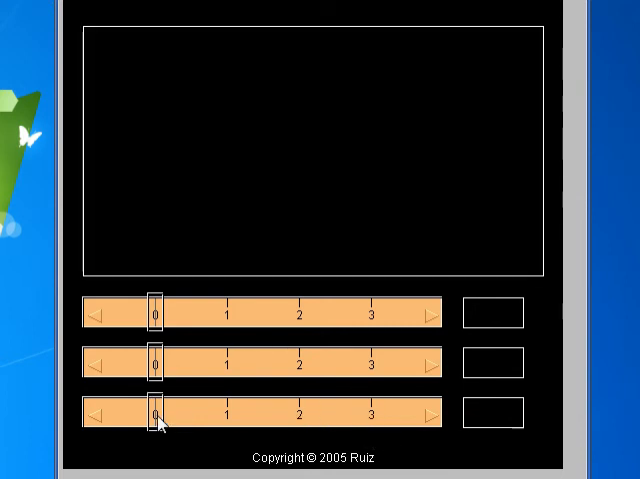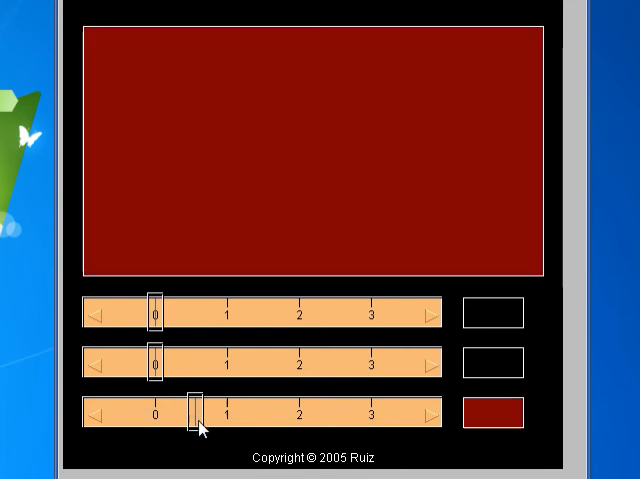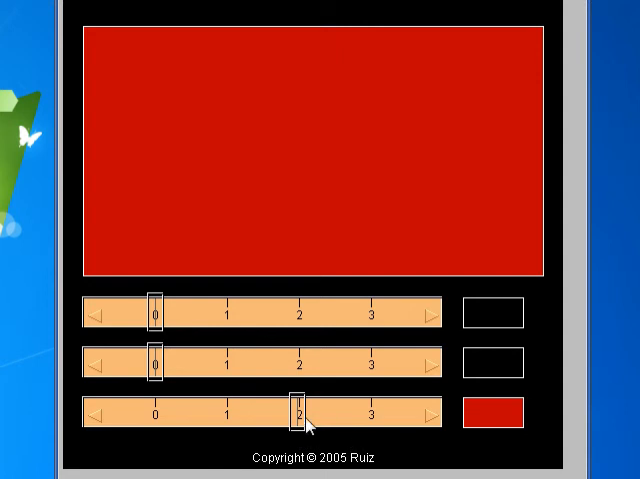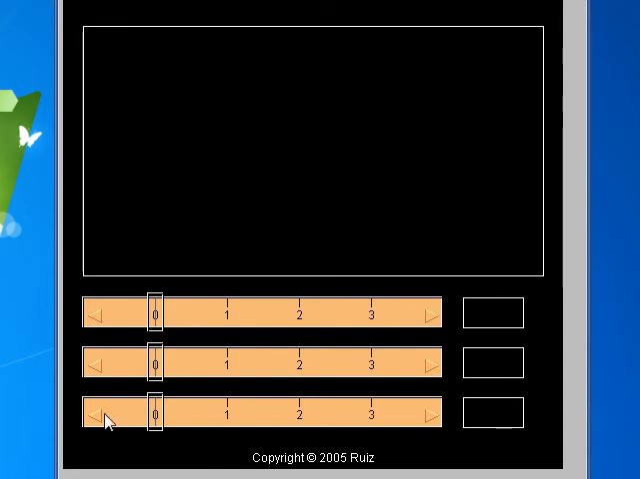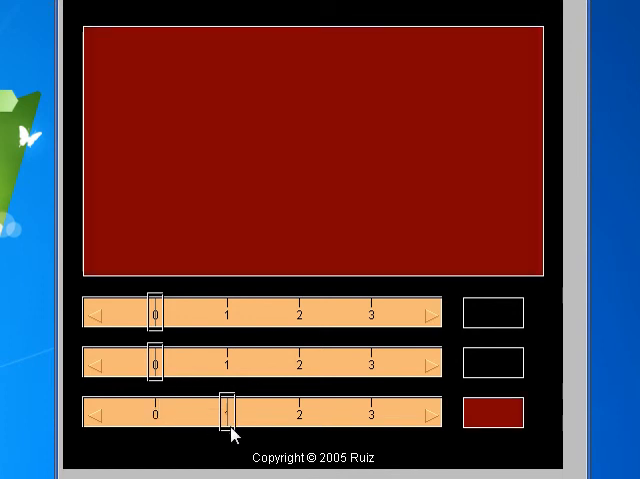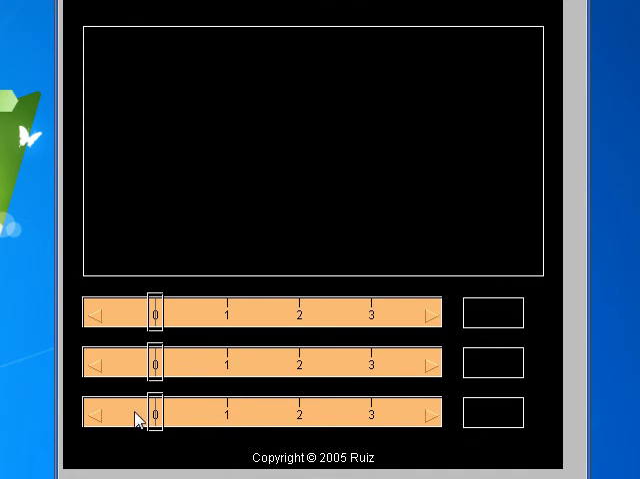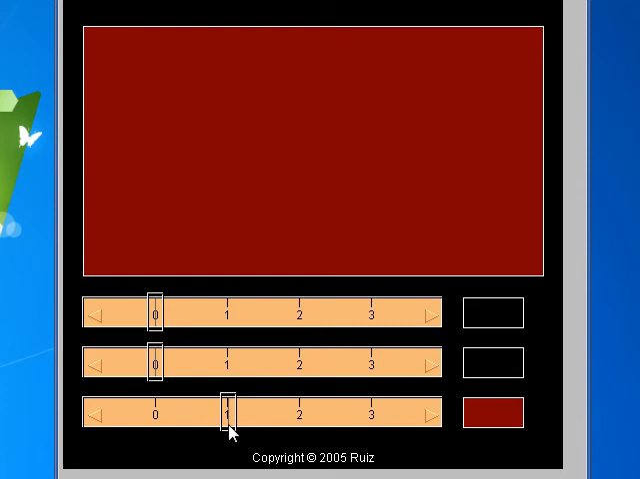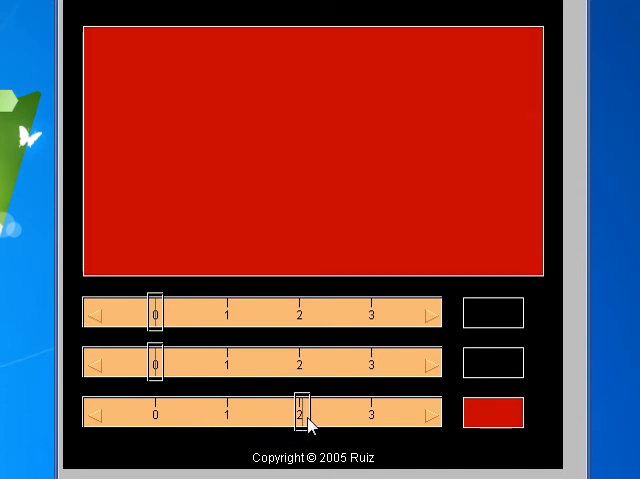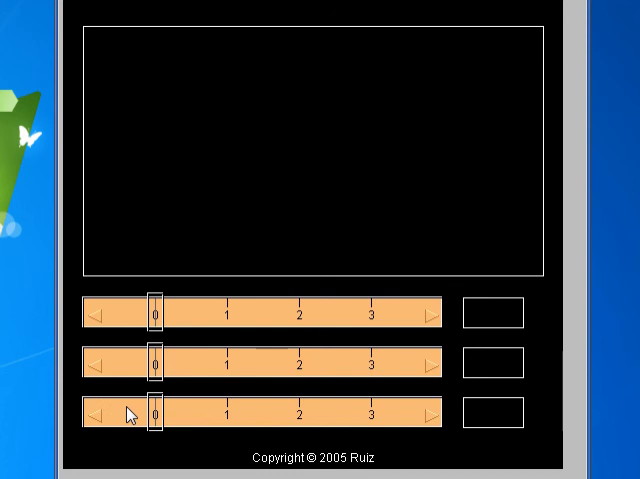Now, in the binary, to name four different things, we need to have two slots: 00, 01, 10, and 11. And that gets you the description for the red. So 00 equals off, 01 equals low, 10 equals medium, and 11 equals high. 00 also equals 0 in decimal, and 01 happens to be 1 in decimal. 10 is 2 in decimal, and 11 is 3 in decimal. So the numbers listed here on the slider are the decimal numbers.